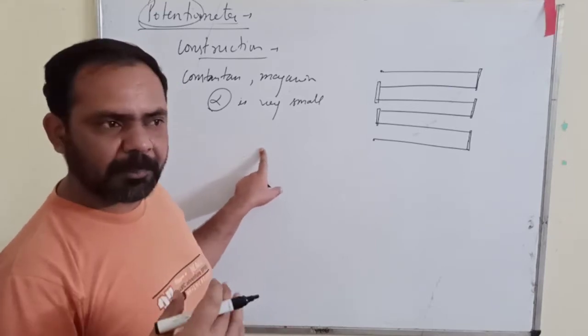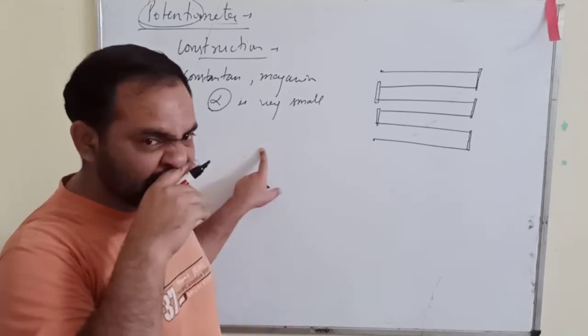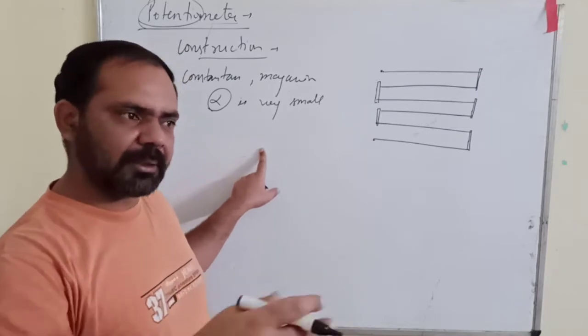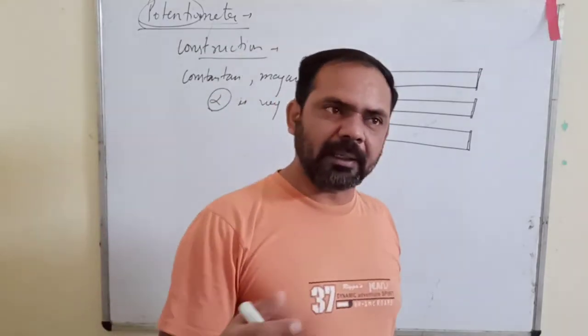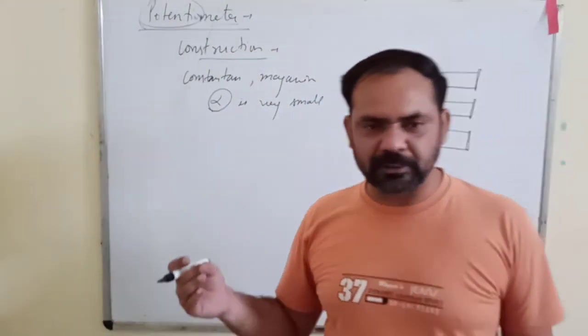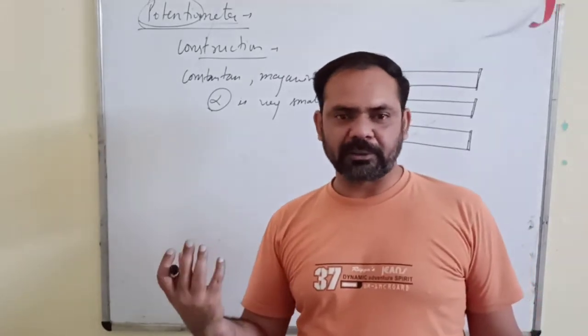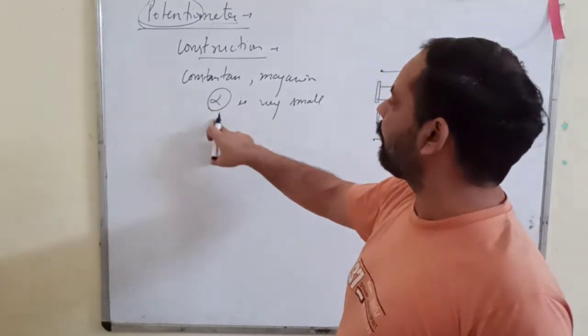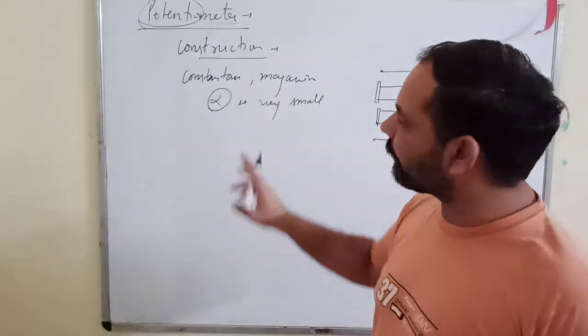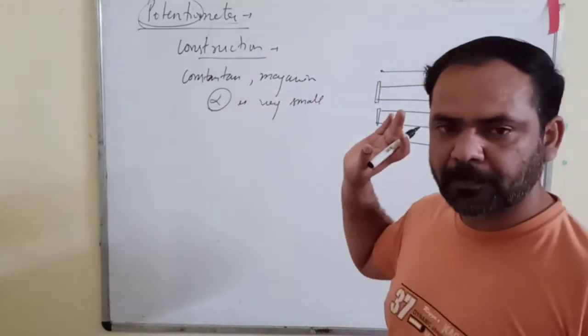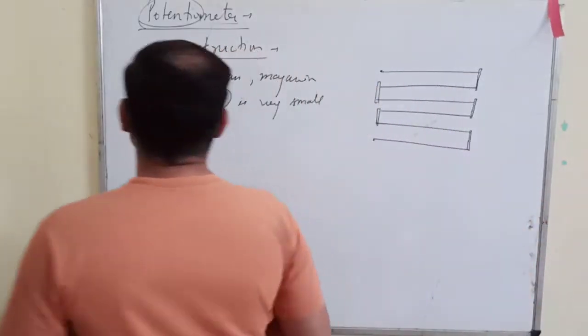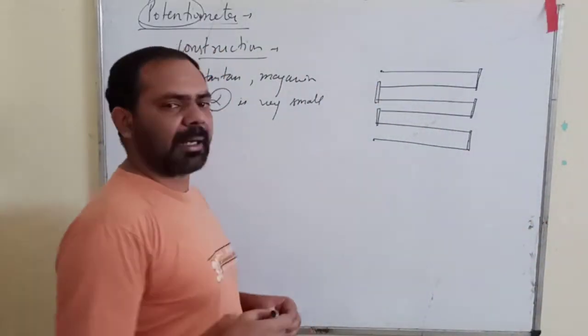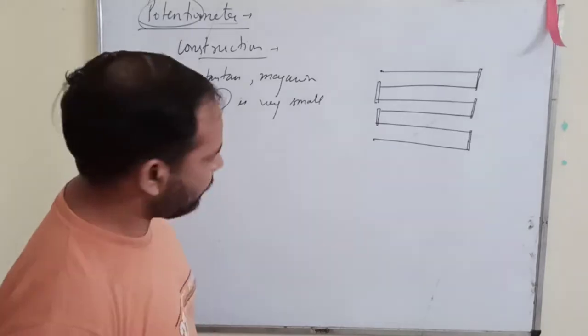We don't want that, because if the change in resistance due to temperature is large, then it will affect our experimental observations. So in order to remove that condition, we use the wire made of Constantan or Manganin, because their alpha value is very small, so that the effect of temperature on the resistance is not appreciable.